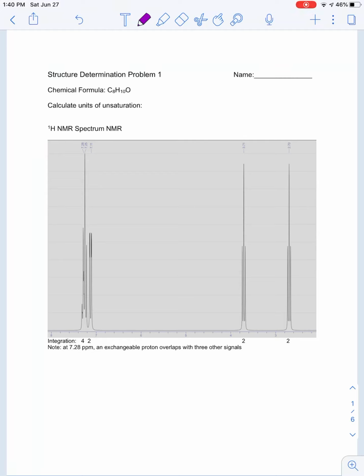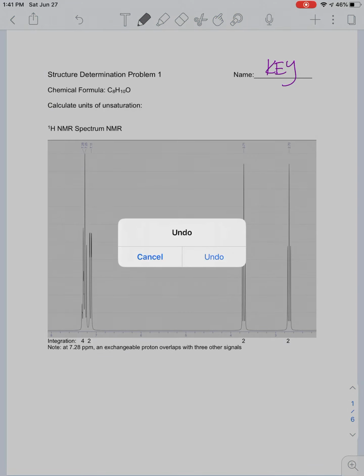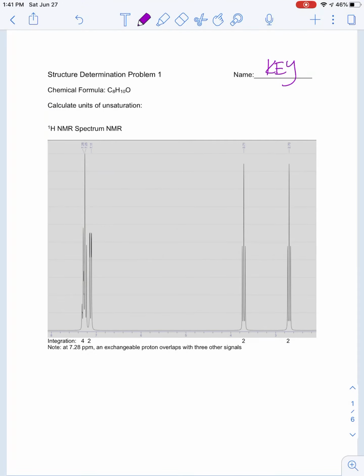I thought it would be useful to go through one of these problems, and perhaps I'll end up going through all of them, creating a key via video in addition to showing you the key on the Canvas site. So what I will do is step through how I would analyze these spectra, and hopefully that will help you with subsequent problems. Sorry about that. So let's look at the NMR first.